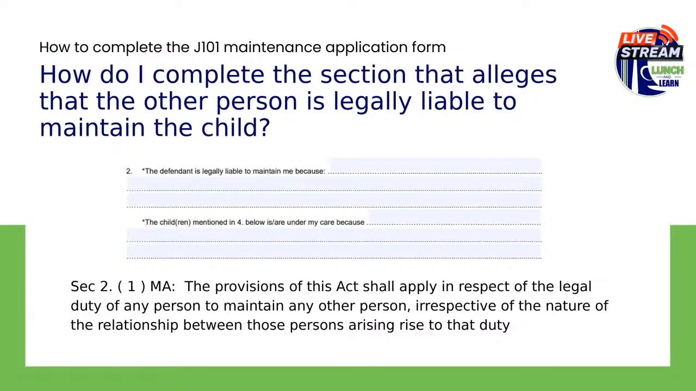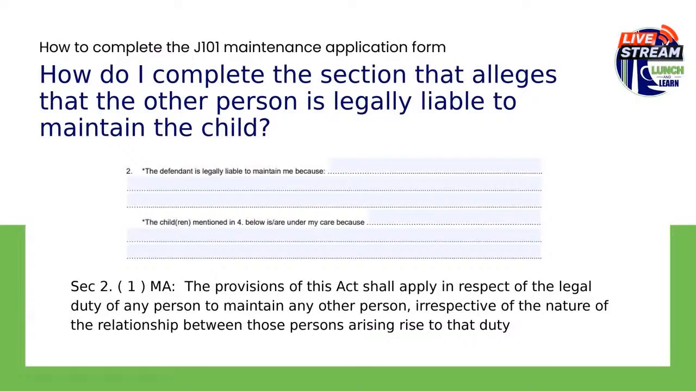Section 2 of the Maintenance Act says that the provisions of this Act, which is the Maintenance Act, shall apply in respect of the legal duty of any person to maintain any other person, irrespective of the nature of the relationship giving rise to that duty. That basically, in a load of legal jargon, means that there should be a relationship between the child and the father, the person liable to pay maintenance. And it basically stems from the common law duty of support.